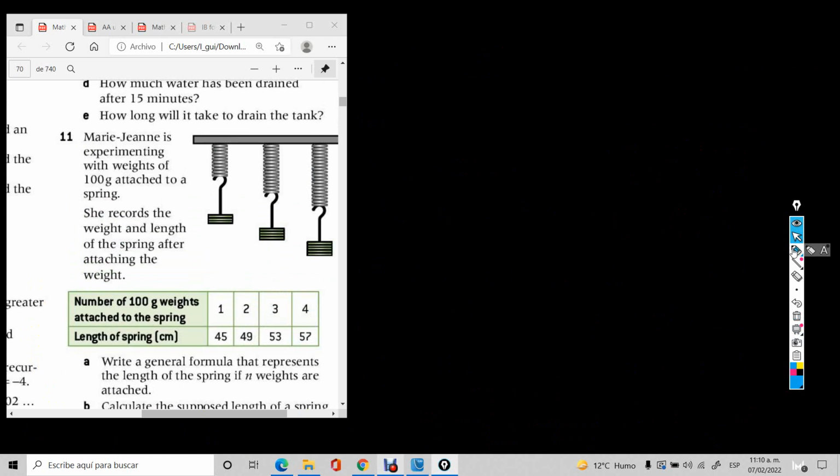So problem number 11, this one about the springs and the weights. Let's see, Mary Jean is experimenting with weights of 100 grams attached to a spring. She records the weight and length of the spring after attaching the weight. And here we have the following table, guys.